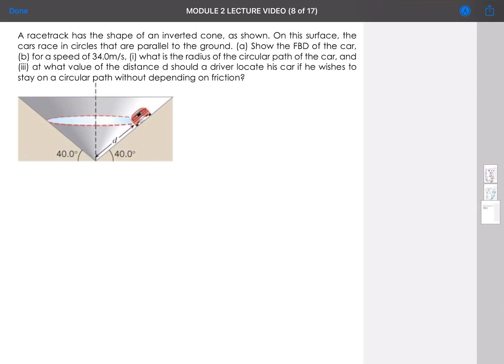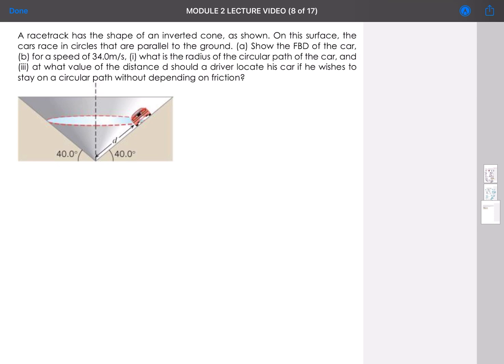Right, we now have this example. This is still on applications of Newton's laws. This third example is on systems in acceleration, specifically in uniform circular motion. And so we have here a racetrack that has the shape of an inverted cone, as shown. And so on this surface, the cars race in circles that are parallel to the ground. And so show the free body diagram of the car.